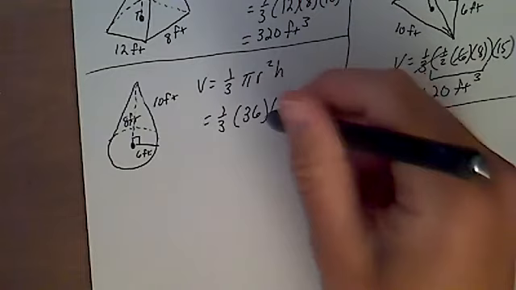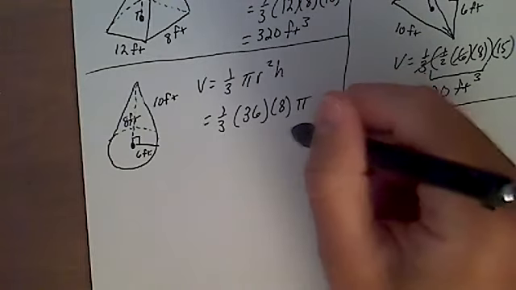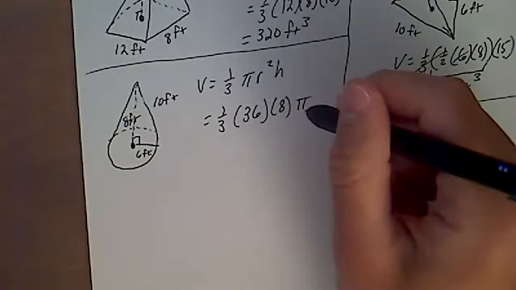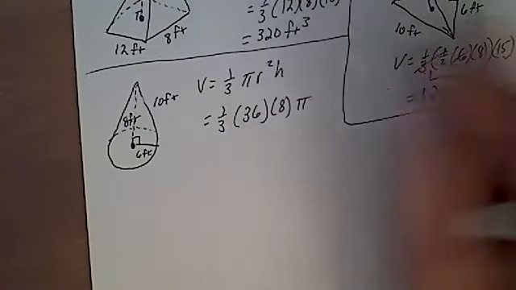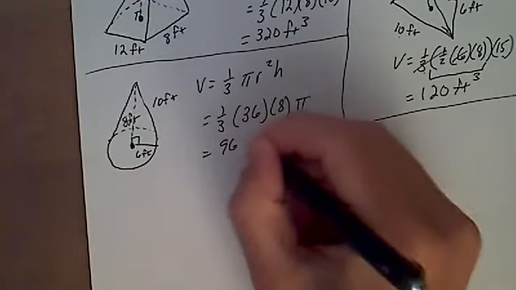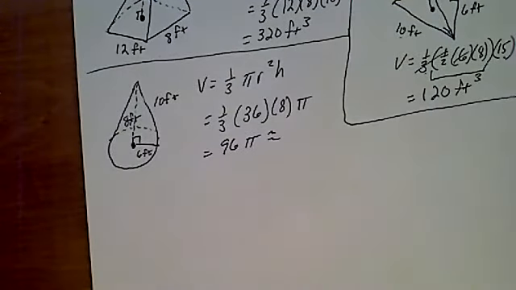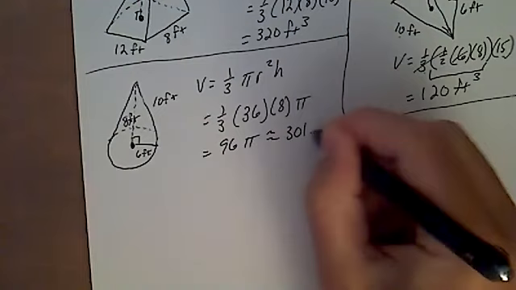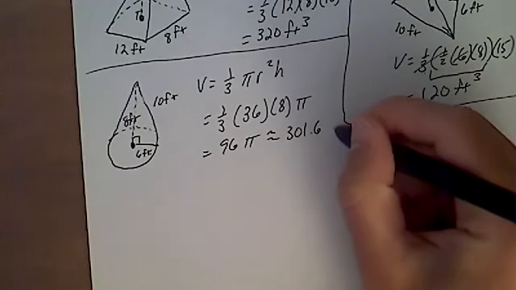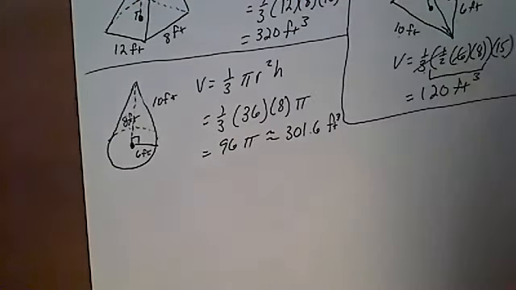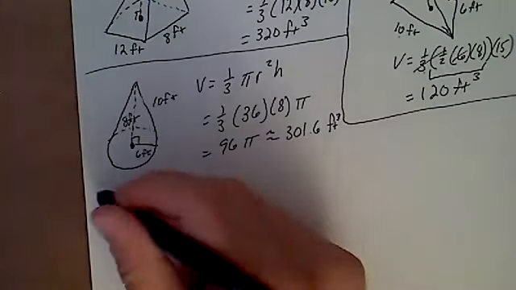A third of 36 is 12. 12 times 8 is 80 and 16, 96. And 96 pi is about 301.6. I'm in feet, so that is feet cubed.